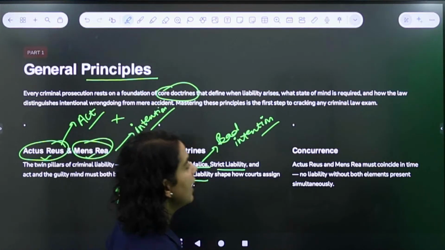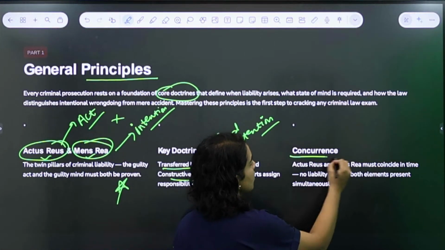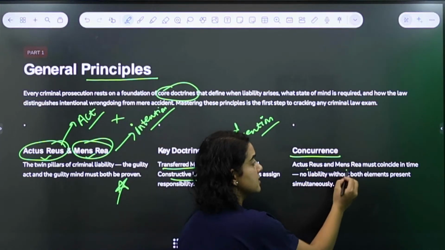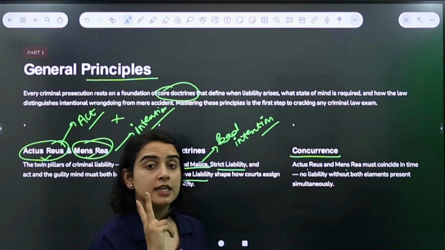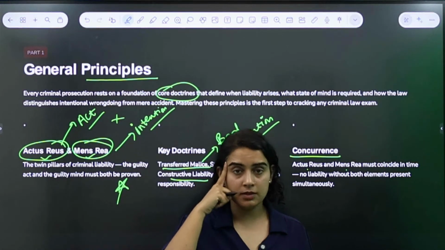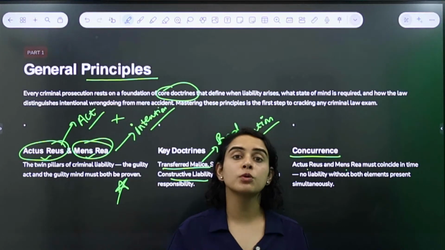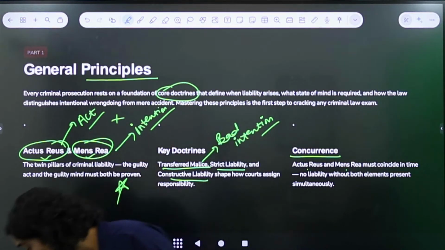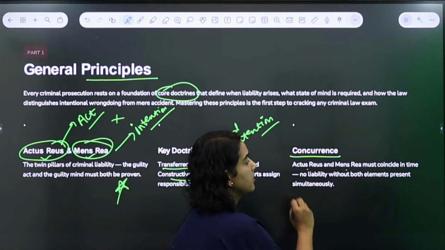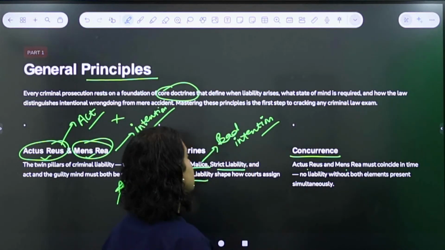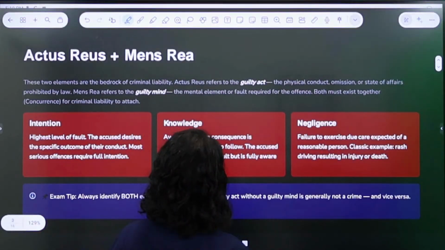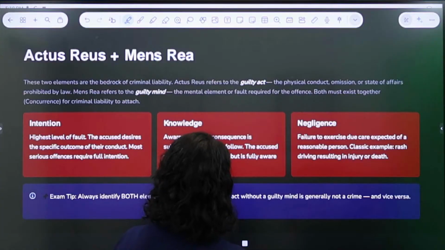All right. And third thing which is very important is concurrence, which means that both actus reus and mens rea should exist at the same time. So you should be having a guilty intention, and you should also be committing an act in pursuance of the same, so that the criminal liability is there, right? Okay, so these are the basic principles. I think I've already explained the same.